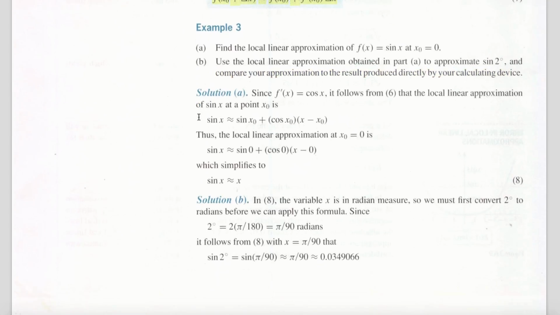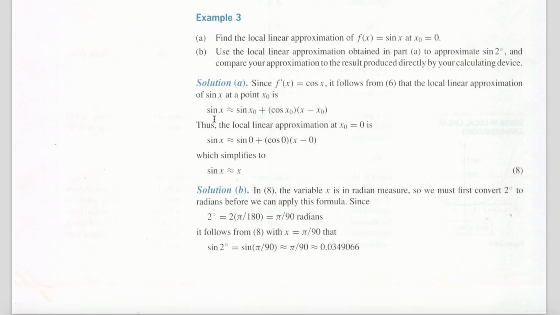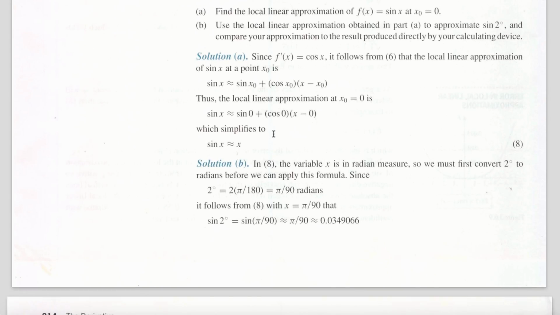Okay, since f prime of x is the cosine, it follows from formula 6 that the local linear approximation will be sine of x is approximately the sine of x naught plus cosine of x naught times x minus x naught. Thus, the local linear approximation at x equals 0 is, plugging in 0, that we can approximate the sine of x with simply x itself.